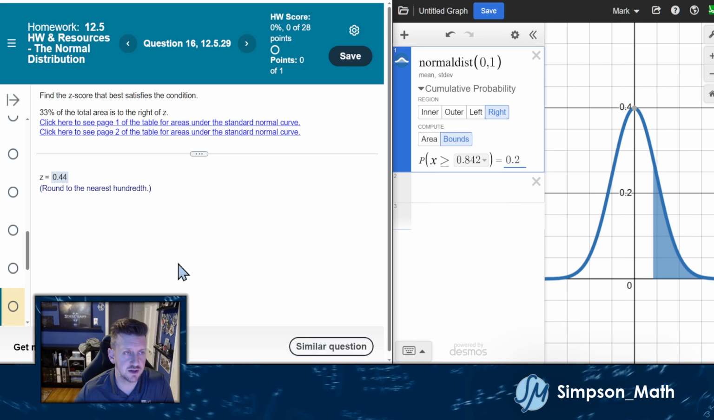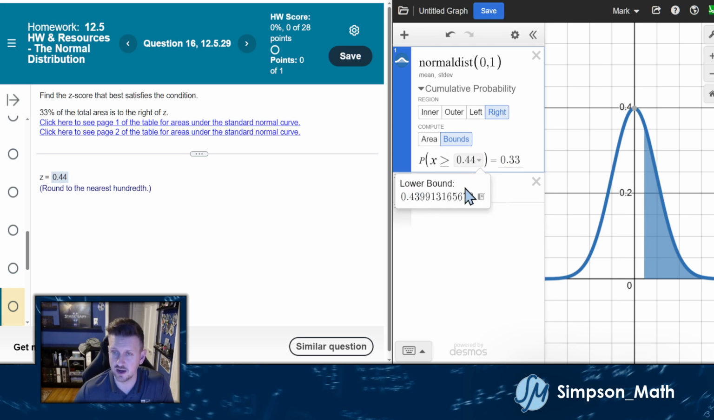Let's go to a similar question. It wants that 33% is to the right. So I could change this to 0.33. So that's the shaded area to the right. That would give me my 0.44. If I want more decimal places, I could click this and open this up. It is being pretty accurate out to the third or fourth decimal place. It's just to the third decimal place with this 0.44 because it's really 0.440.